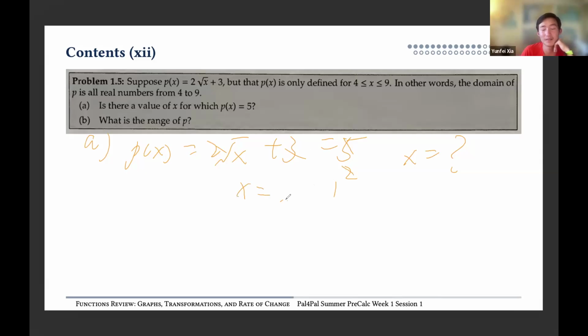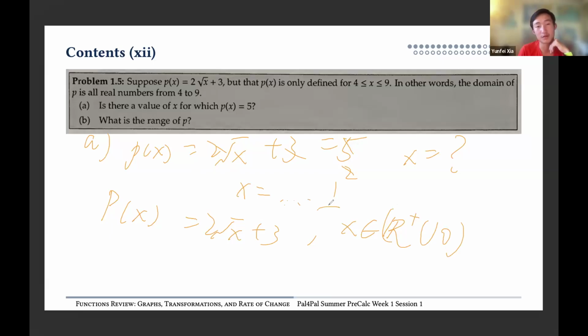If you assume, or how about this, you define the function big P of x that is equal to this, but then big P of x is defined for x greater than or equal to 0. And denote it as this, right? And then if you solve for p of x equals 5 in this case, you get x equals 1.